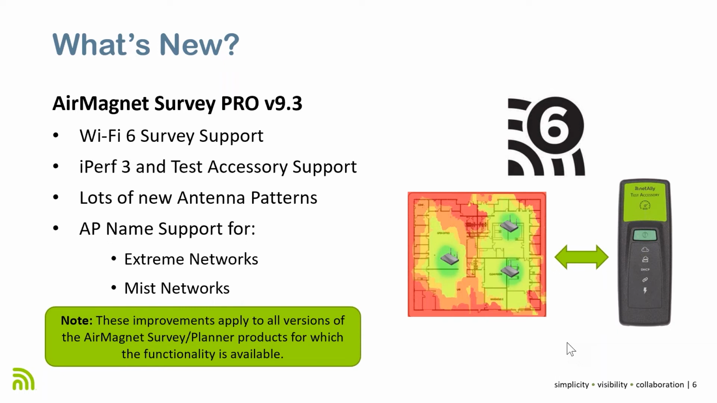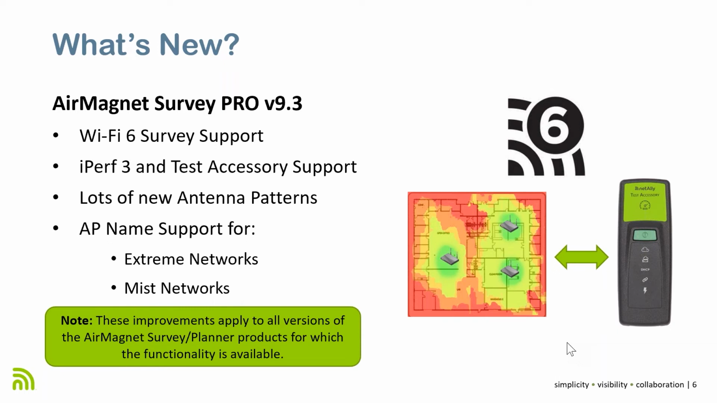A very important note then on the bottom there. These improvements apply to all the versions of the AirMagnet Survey Planner products. So for example, Survey Express now supports Wi-Fi 6. Survey Express will also support the AP names for Extreme and Mist. If you have Survey On Demand, then now you have Wi-Fi 6 support, you have the iPerf 3 and Test Accessory support, and you have, of course, the AP name support too. And if you just have the planner by itself, then you have all the antenna patterns included. So depending on the product and the capabilities or feature set of that product, the updates here will apply to all those products.